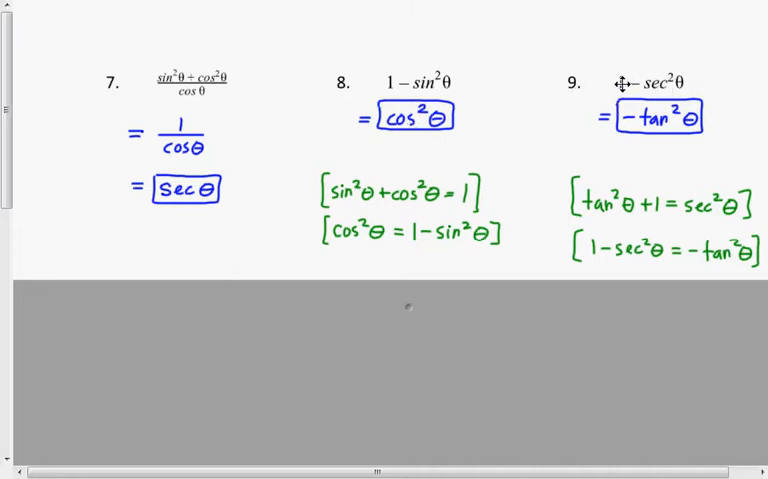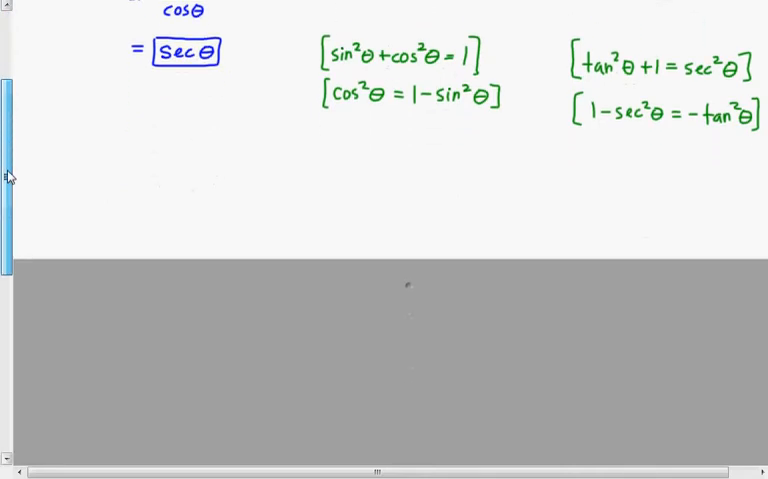In number 9, we have 2 components of this Pythagorean identity. This version of the Pythagorean identity has a 1 and a secant squared in it. And I can see that if I rearranged this equation, if I subtracted the secant squared over here so that it was 1 minus the secant squared, I would then subtract the tangent squared to the other side, and I'd have 1 minus the secant squared is equal to negative tangent squared. So that's what I used. 1 minus the secant squared would be equivalent to the negative tangent squared.